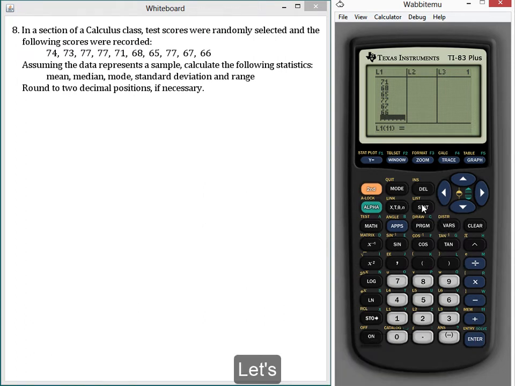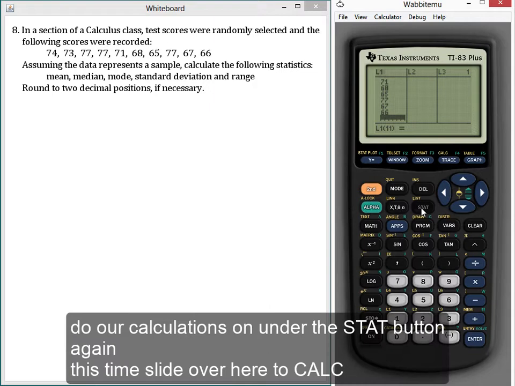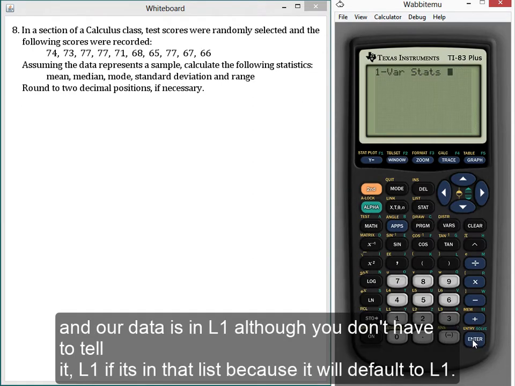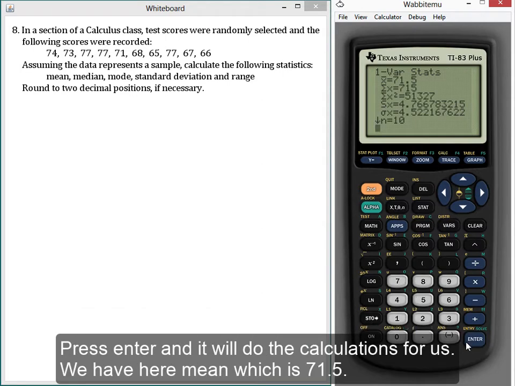Alright, so let's do our calculations. Under the stat button again, but this time we slide over here to calc, and we want the one-var stats, which is the very first option, and our data is in L1, although you don't have to tell it L1 if it's in that list, because it will default to L1. Press enter and it will do the calculations for us.